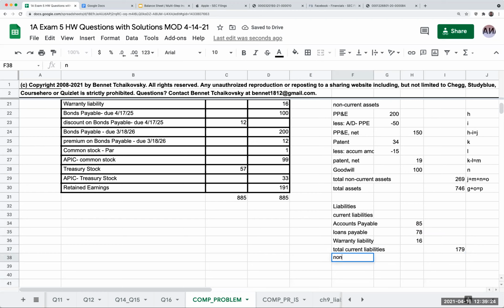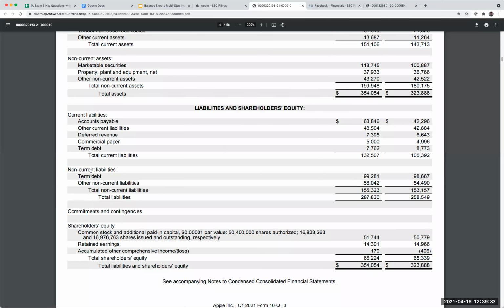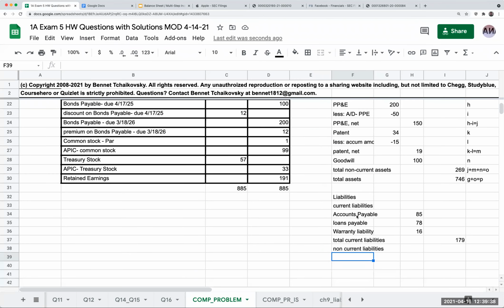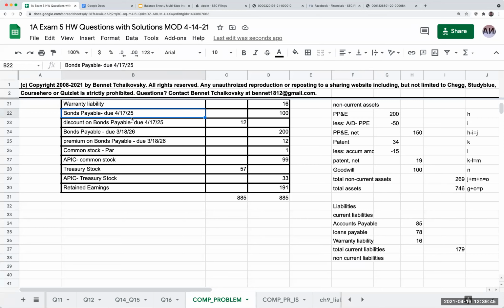For my non-current liabilities, okay, when we look at the financial statements of a company like Apple, they're combining everything. But for me and for my class, the way that I want you to learn this is that I want you to separate out each one. So the first one is the bonds payable. These are both going to be due beyond a year. So I would have bonds payable.